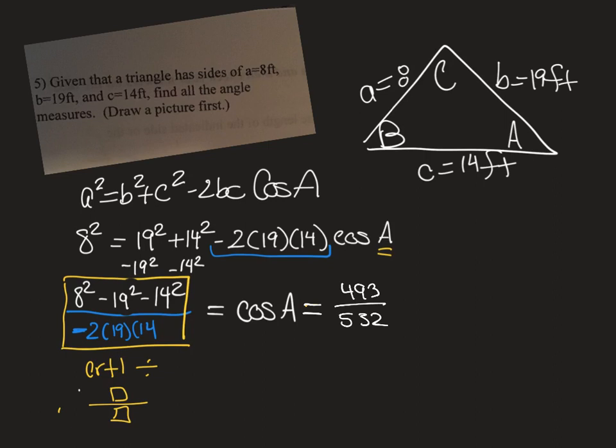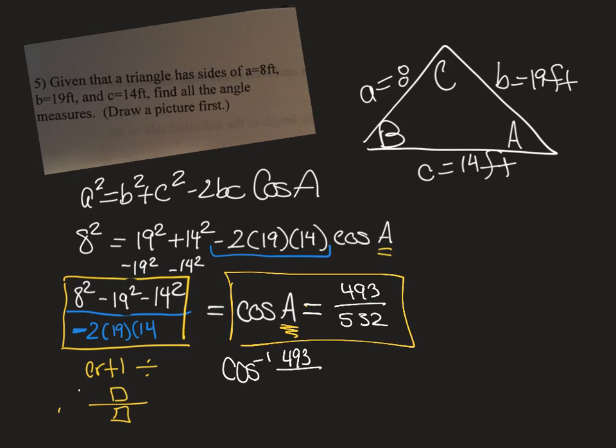So let's look at this for a second. This is what I have, but I need to solve for the A. So to undo cosine, we do the arc. So I'm going to arc cosine 493 over 532 in my calculator. And this is going to give me angle A.